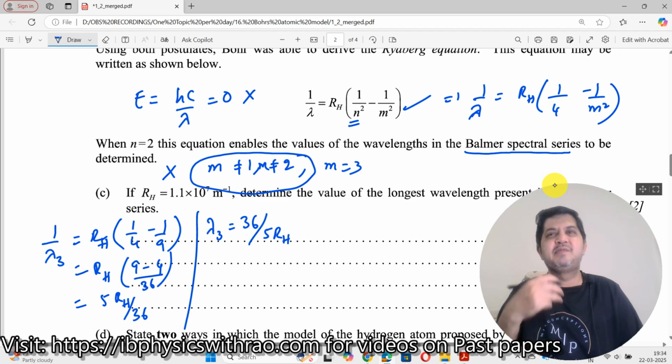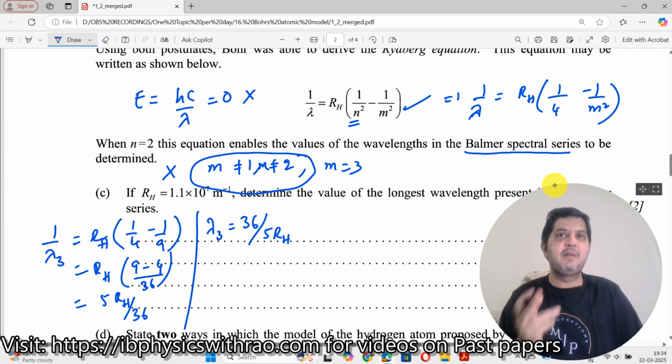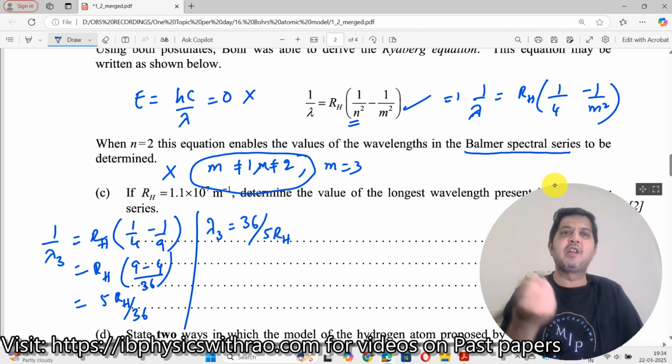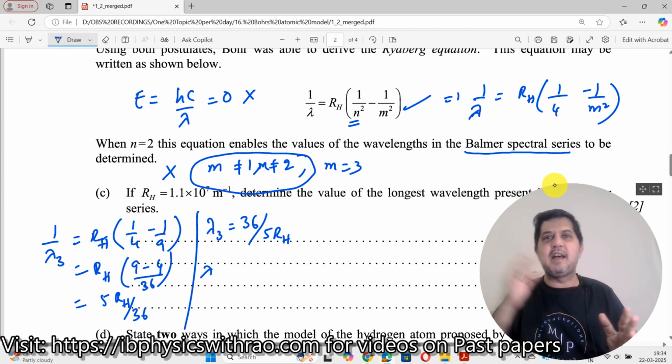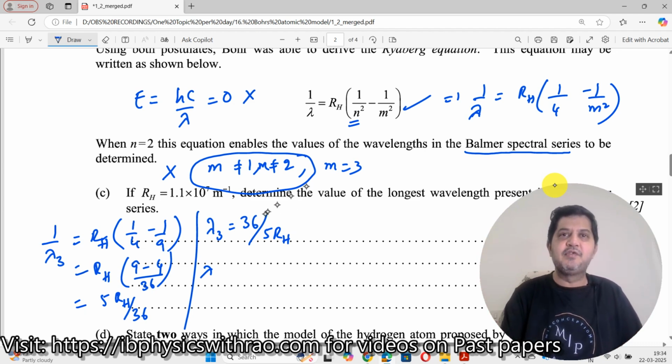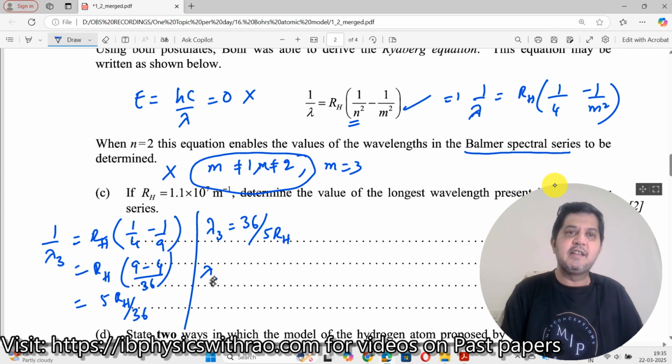Now, what is the maximum value of m I can use? The maximum value of m I can use is m equal to infinity. Let us do that also. Instead of testing m equal to 4, m equal to 5 and so on, let us take the boundaries, the lower bound and the higher bound. The lower bound that I have used is m equal to 3, and the higher bound is lambda infinity. Now what do I get here? Let us try it out.